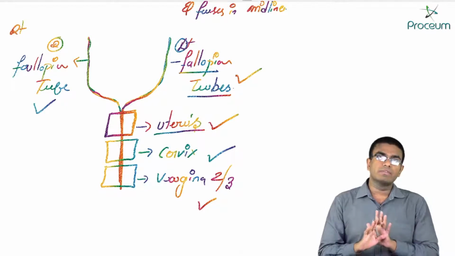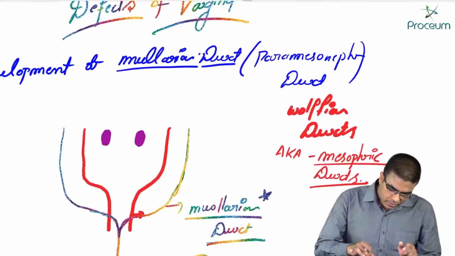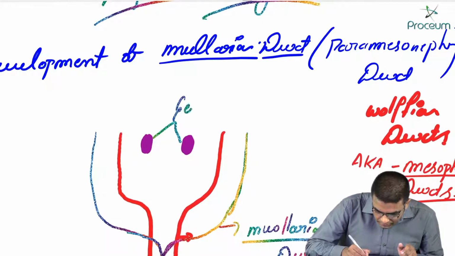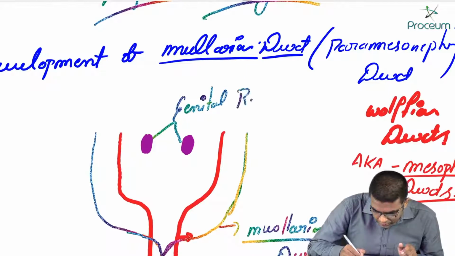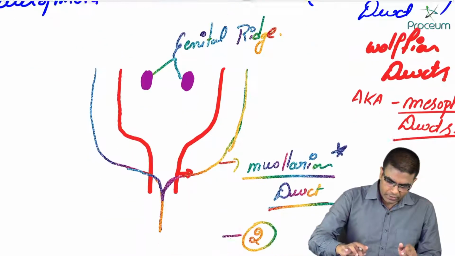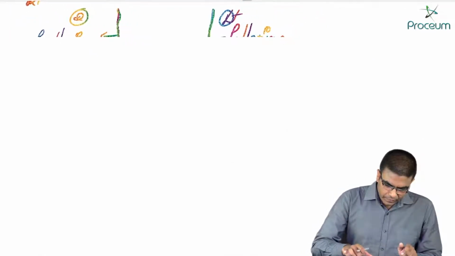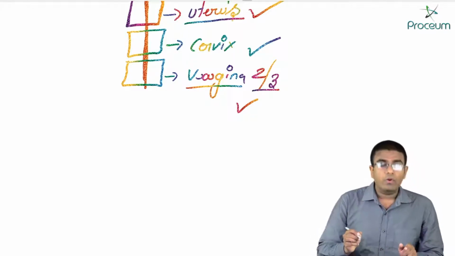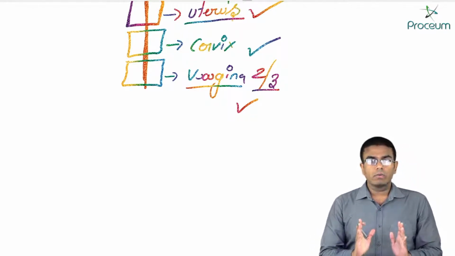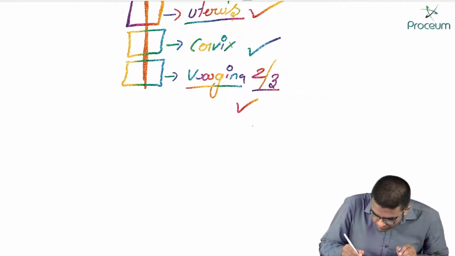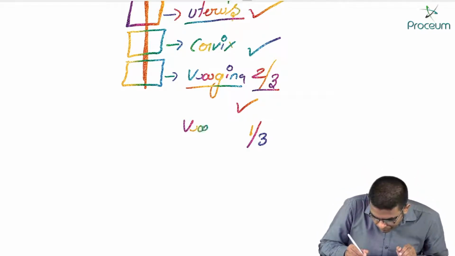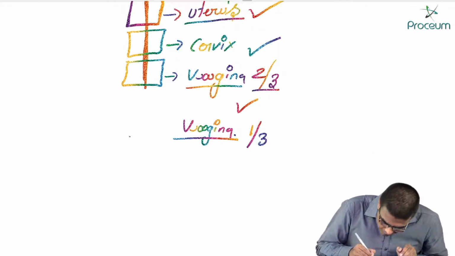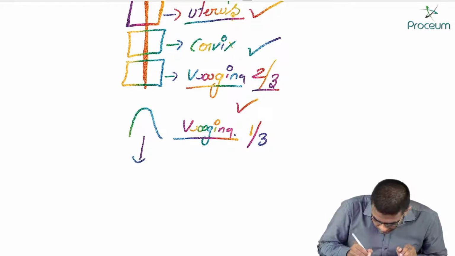Here in this diagram, it's very clear. But the gonads are derived from the genital ridge. Now please concentrate. The upper two-thirds of the vagina is formed by the fusion of the two Mullerian ducts. But what about the lower one-third of the vagina? The lower one-third of the vagina forms from a structure known as the urogenital sinus.